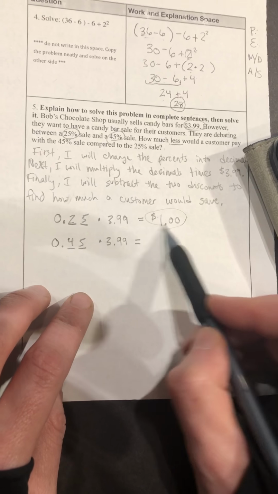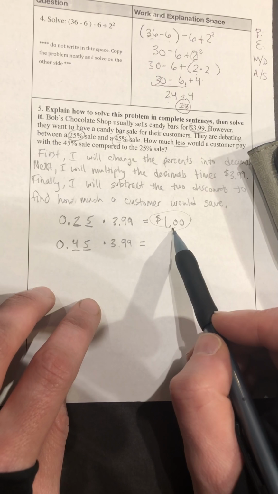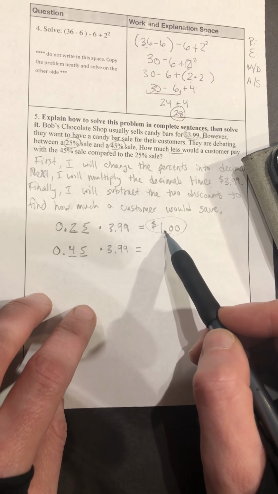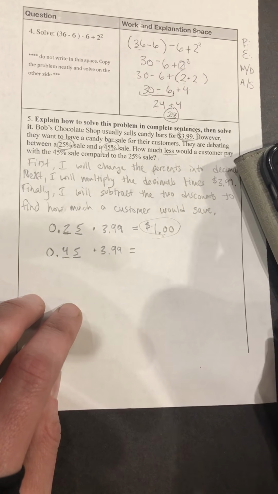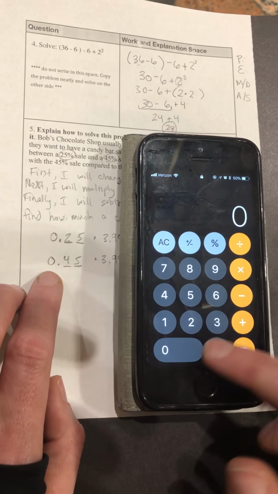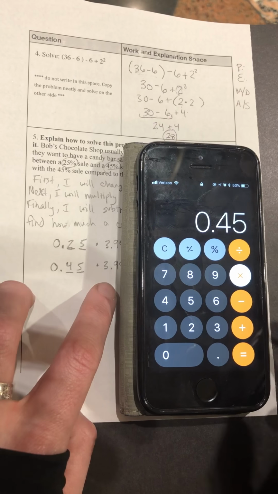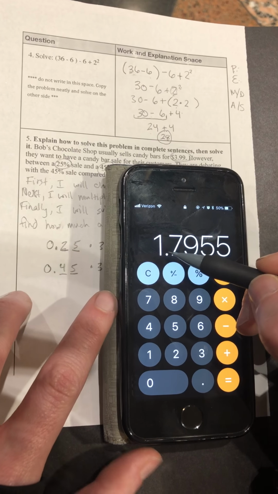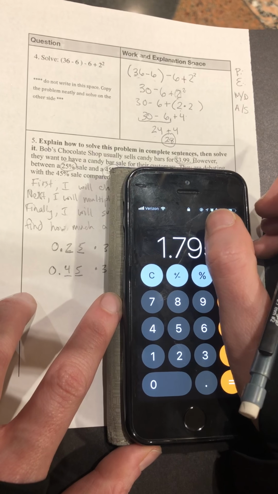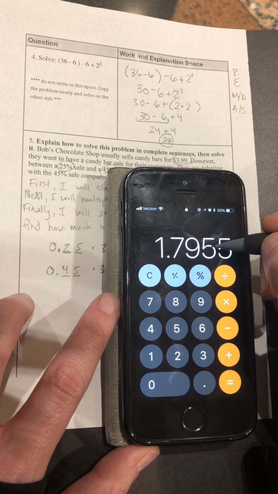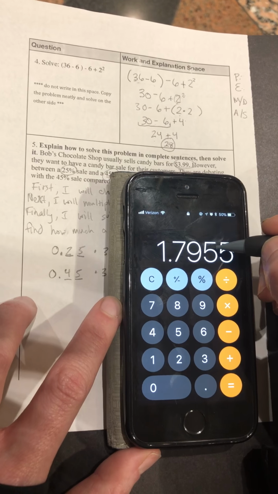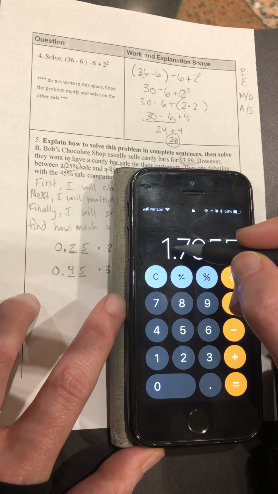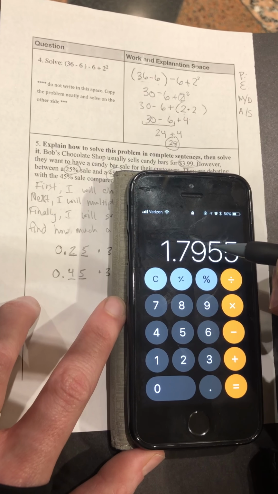So if we ask ourselves, like, what does this number represent? This is going to be the amount of discount if we have 25% off. That's not how much we would pay. That's how much they're going to take off the price. Let's do the same thing with the next one. So again, I'm going to type in 0.45 times my price, $3.99, and I get another number that we're going to need to round. So again, I can have two decimal places for a number. I'm going to look at this third number here, 5. Anything 5 or above is going to round up, so that makes this one into a 10, which would make this one into an 8. So 179.55 is going to round into 180.